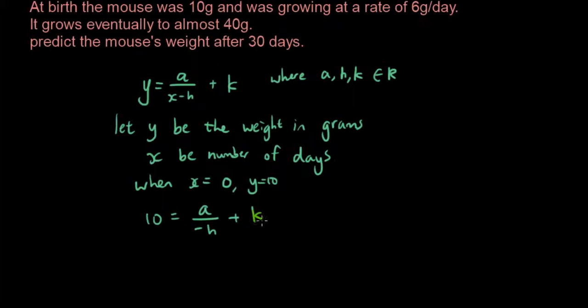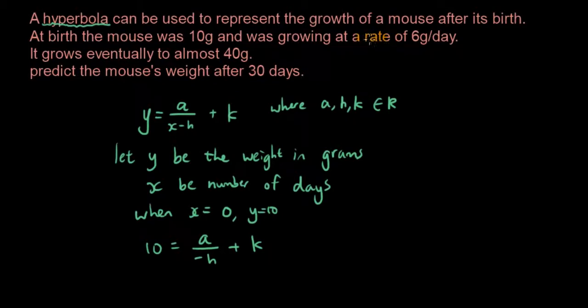Right, so we still don't know what h and k are, so let's go back. At birth, the mouse was 10g and was growing at a rate of 6g per day. We'll differentiate the function later. It grows to eventually almost 40 grams. So what does that mean? That means vertically the graph will not exceed 40 grams.